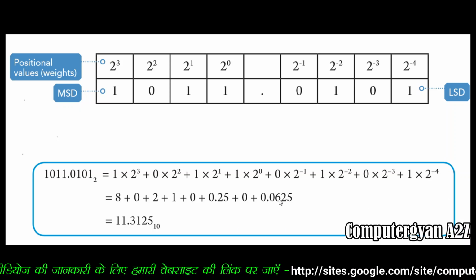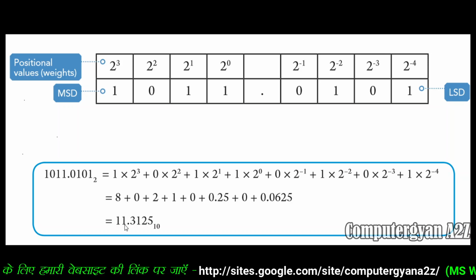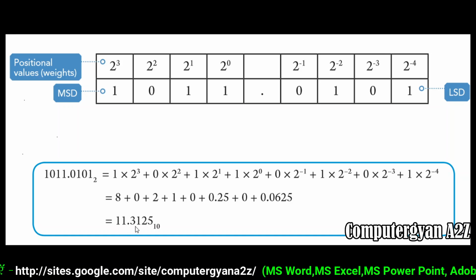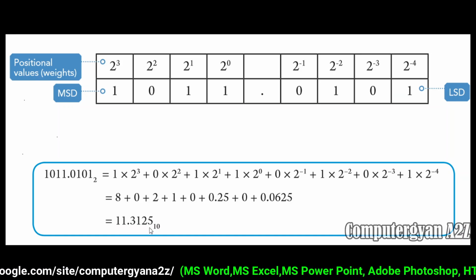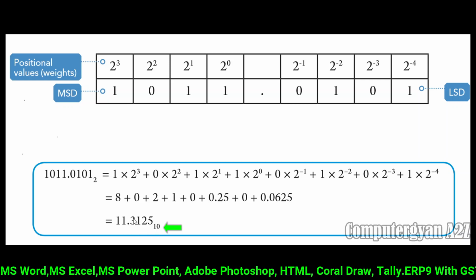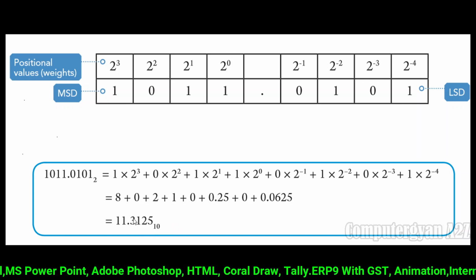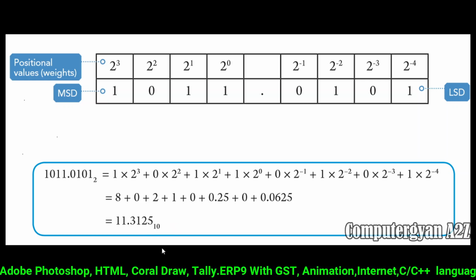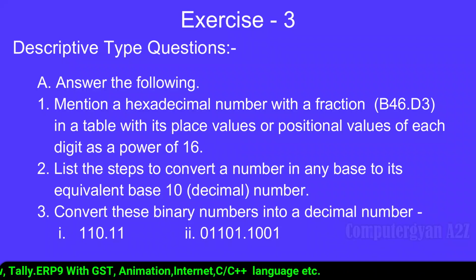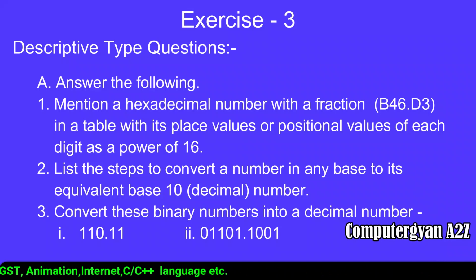0.0625. Okay. In the third line, the sum of all the digits will be 11.3125, and here 10 represents the base of the decimal number. Dear students, I hope you are able to understand how to convert a binary number into a decimal number. I have given some descriptive type questions. Please solve them.